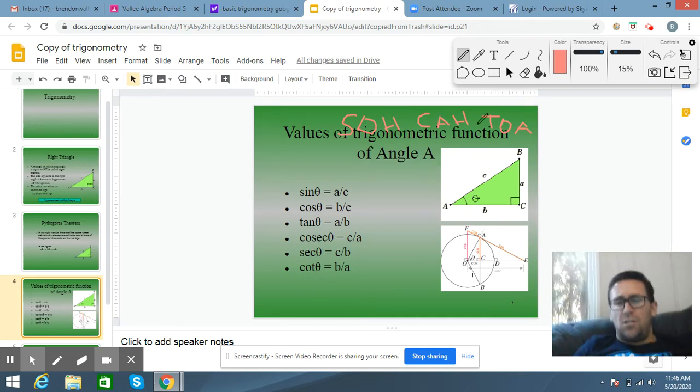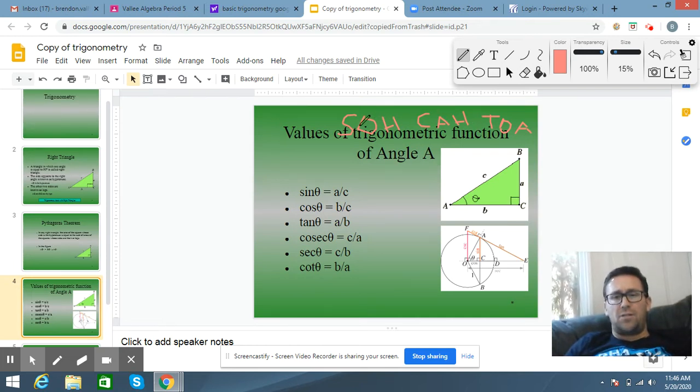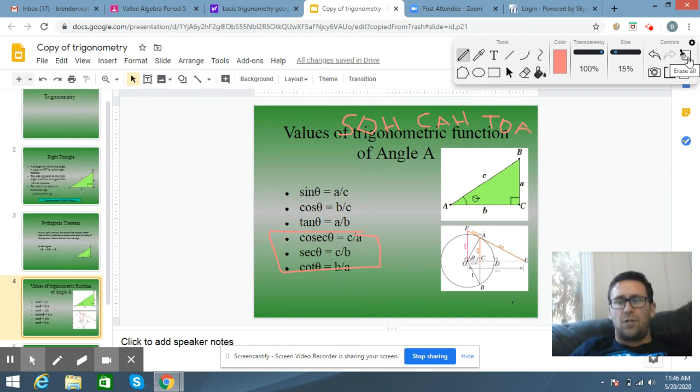SOHCAHTOA. It's just an easy way to remember what goes where. Sine is opposite over hypotenuse. Cosine is adjacent over hypotenuse. Tangent is opposite over adjacent. Now these are just the reciprocals. So cosecant would be hypotenuse over opposite. Secant would be hypotenuse over adjacent. Cotangent would be adjacent over opposite. I'll show you that on the next slide.